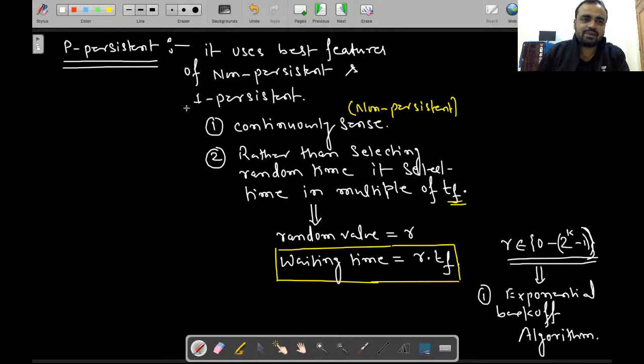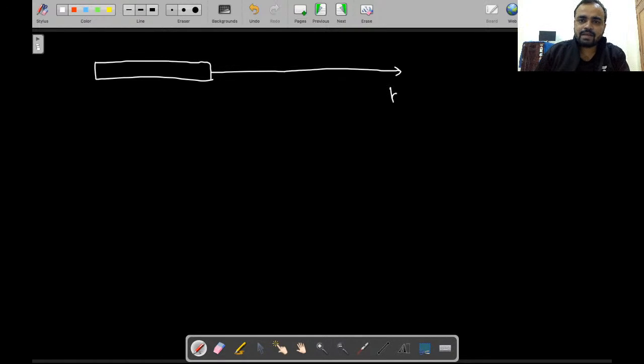So now let's see what is the scenario in case of the p-persistent method. This is the timeline, and this basically represents that the medium is busy, busy by node A. And suppose in a particular situation, node B has sensed the medium here and node C has sensed the medium here. So what will happen? Nodes B and C will continuously sense the medium.